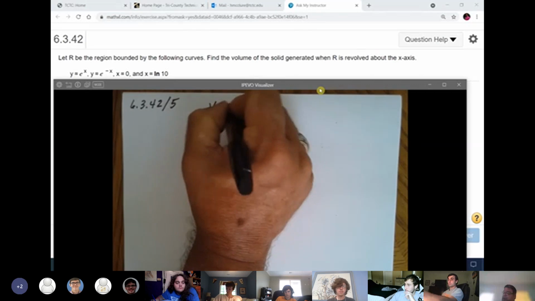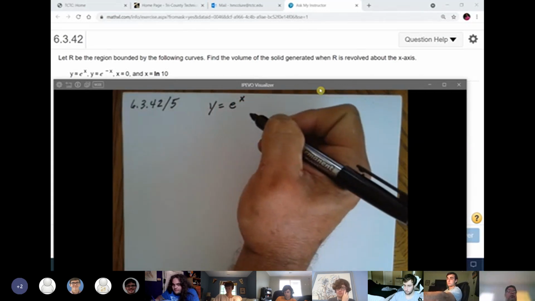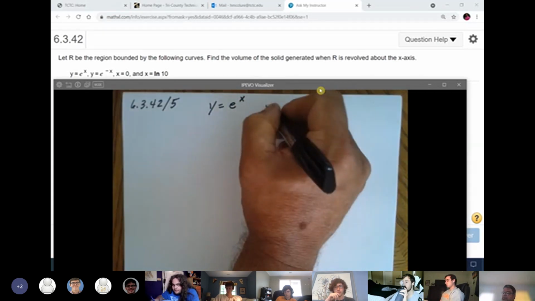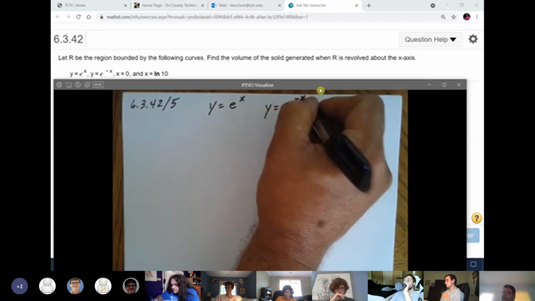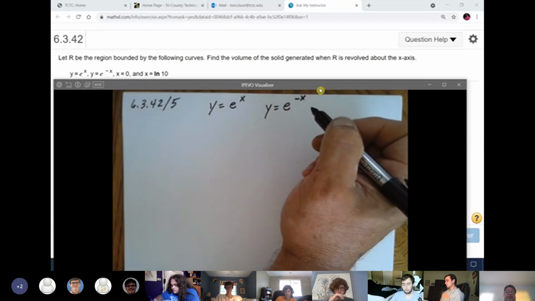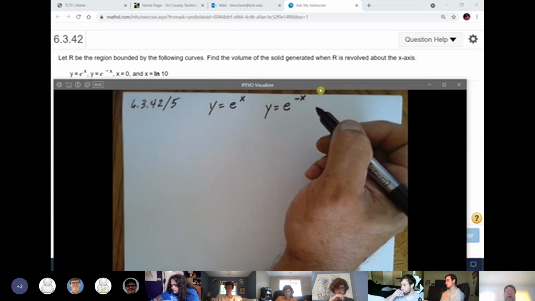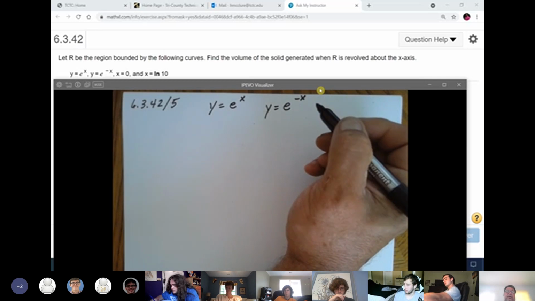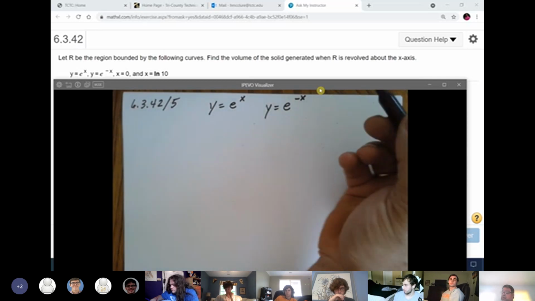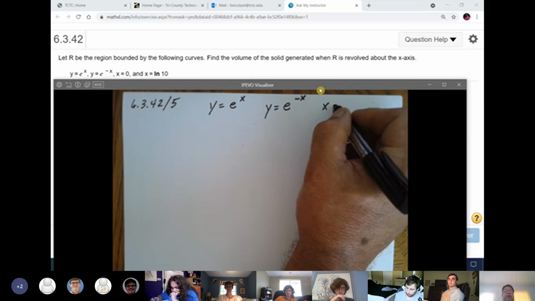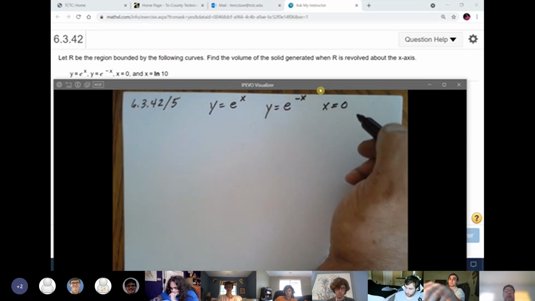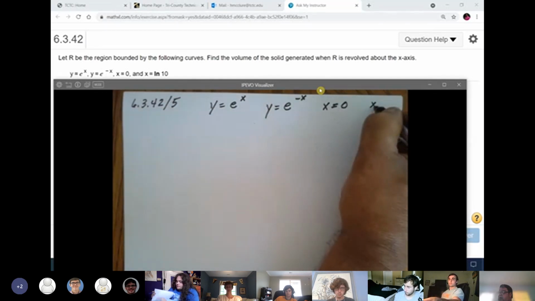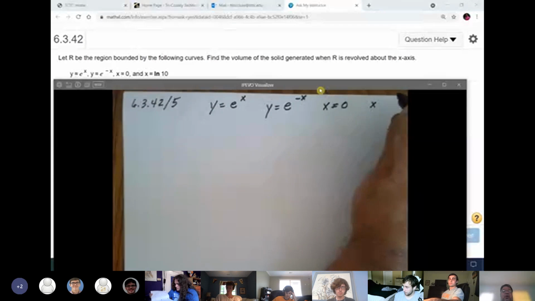Y is equal to e to the x. Y is equal to e to the negative x. In fact, I think we did this exact problem, except the natural log was different. I think it was like natural log of 8 or something. Somebody look in your notes and tell me if we did this problem. X is equal to either the natural log of 5 or the natural log of 8. I'm pretty sure it was the natural log of 8. So we did do it.